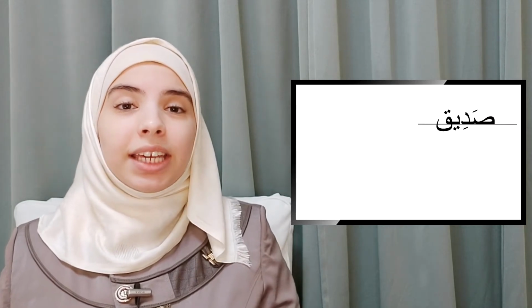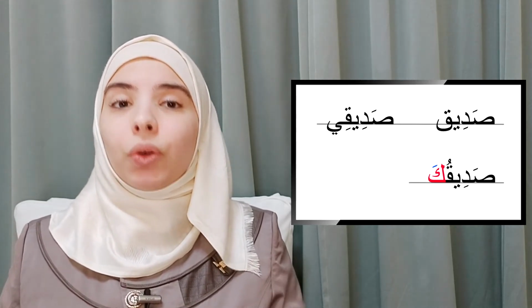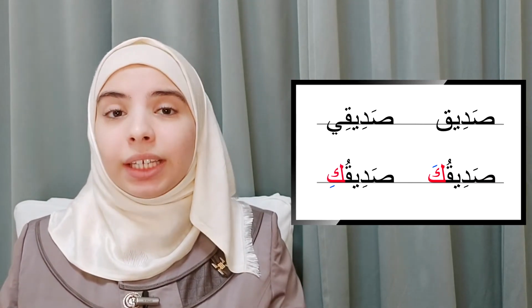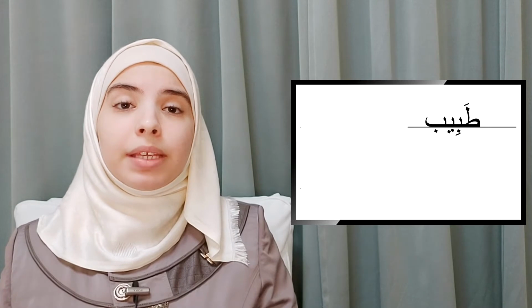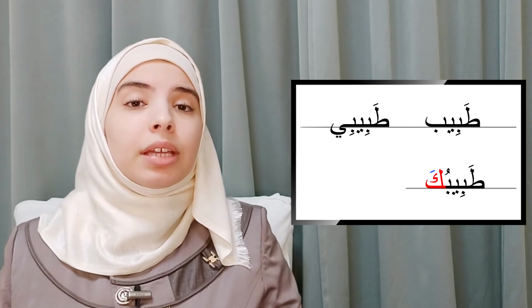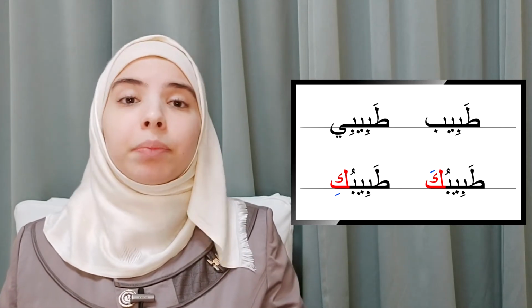This goes for most Arabic nouns. Kaf works as a possessive pronoun. We add fatha to the kaf when we're talking to a male person, and we add kasra when we're talking to a female person. For example, Sadiq is a friend. Sadiqi, my friend. Sadiquka, your friend for a male person, and Sadiquki for a female person. Another example, Tabib means a doctor, so Tabibi, my doctor. Your doctor is Tabibuka for a male person and Tabibuki for a female person.